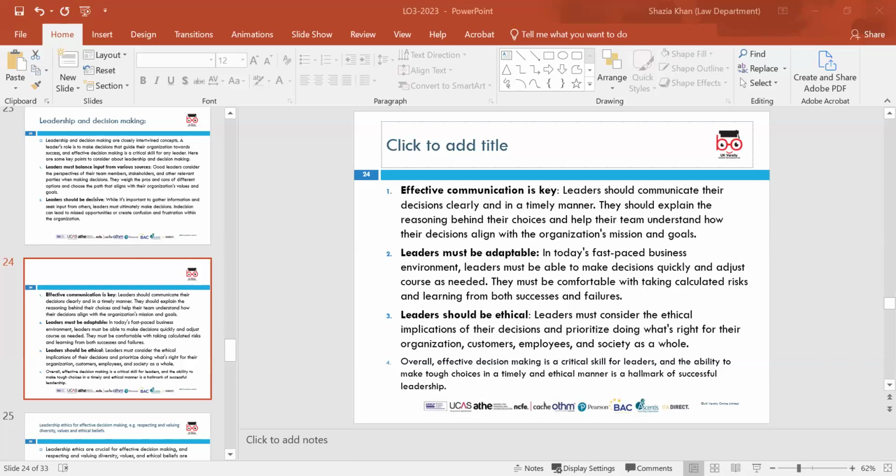Why do you think having a good leader would help the organization, Keith? Why do you think good leadership skills and having a good leader will help the organization? To improve better relations. Sorry, I can't hear what you're saying.